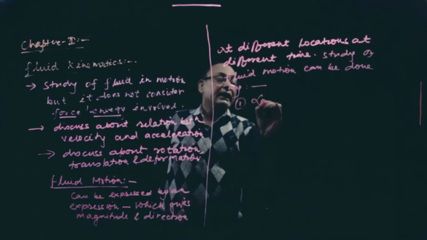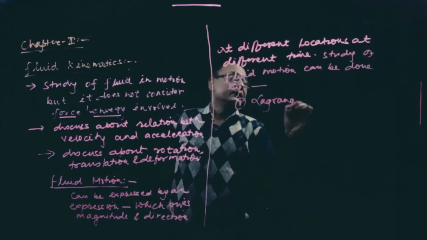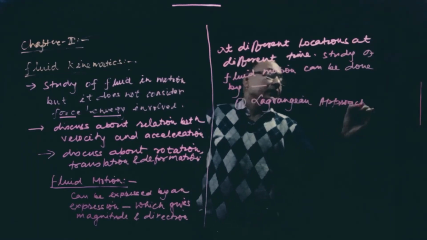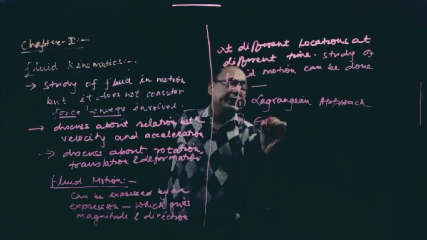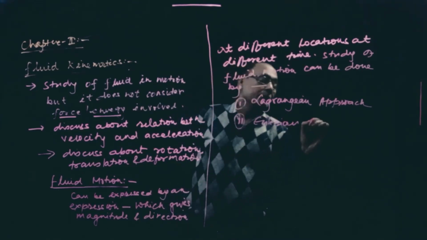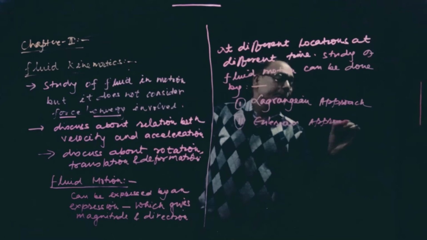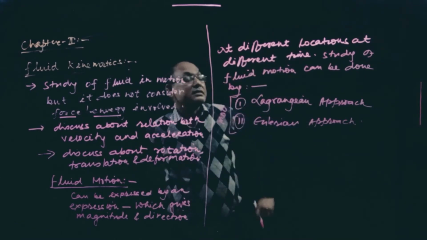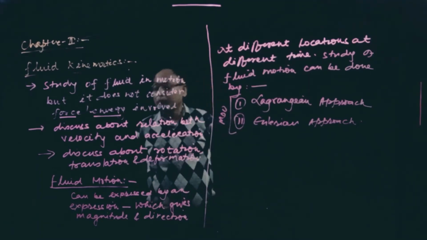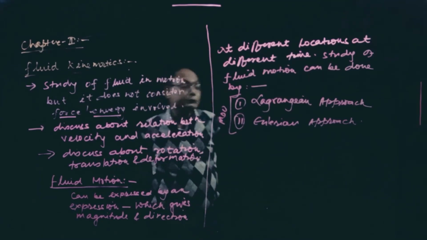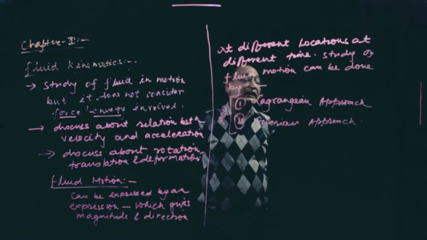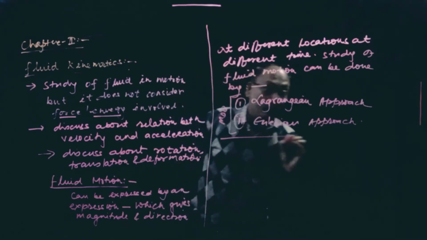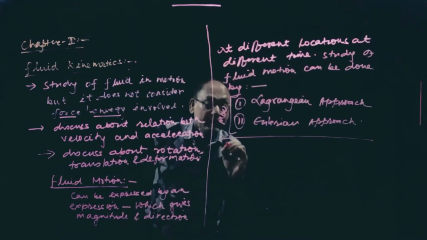One is called Lagrangian approach. Another is called Eulerian approach. So this is a very important question for the MDU. What are the methods by which we can study the fluid motion? Okay, so there are two methods. One is called Lagrangian method, another is called Eulerian approach, Eulerian method. Now let us study them one by one.